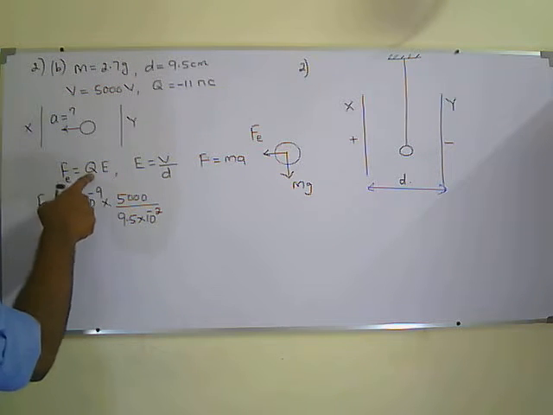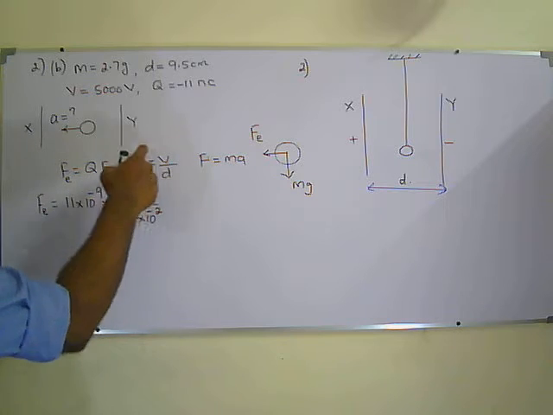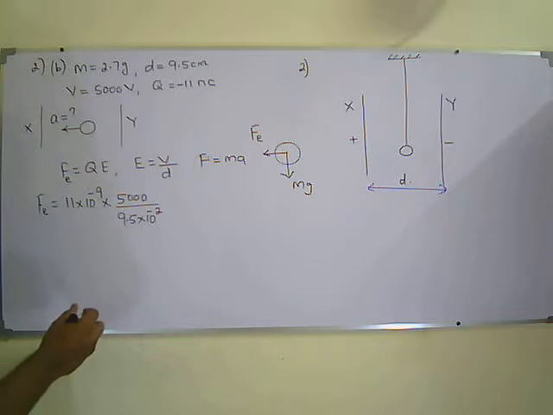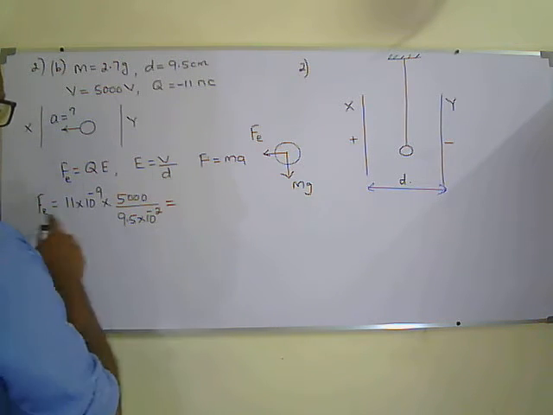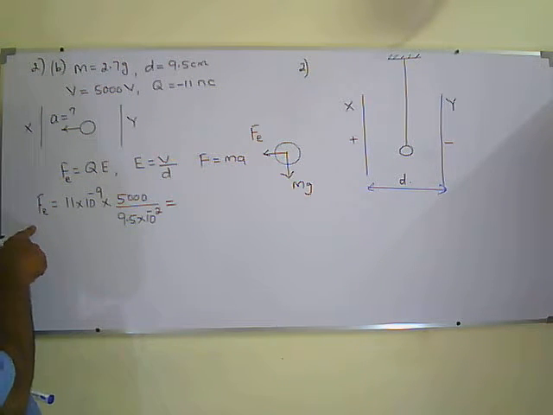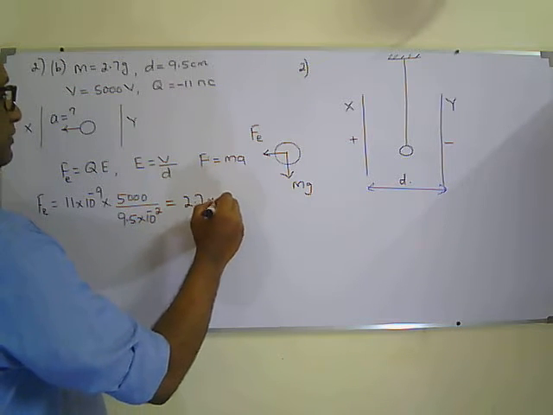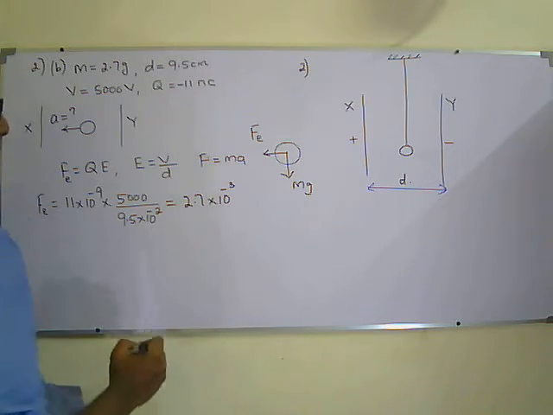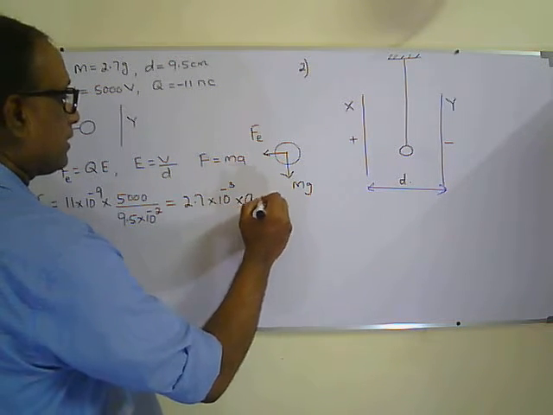So F equals QE, E equals V over D. I already showed the equation. That is equal to MA, because that's the only force in the horizontal direction. So the mass of the ball is given as 2.7 grams, convert to kilograms, so divide by 1000, or 10 to the power minus 3, times A.